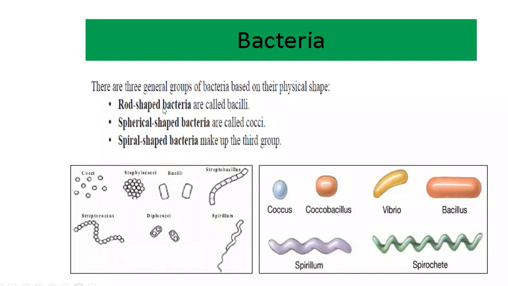So in actual, we have three main types, and then we have many subtypes. The three main types are rod-shaped, spherical-shaped, and spiral-shaped bacteria.